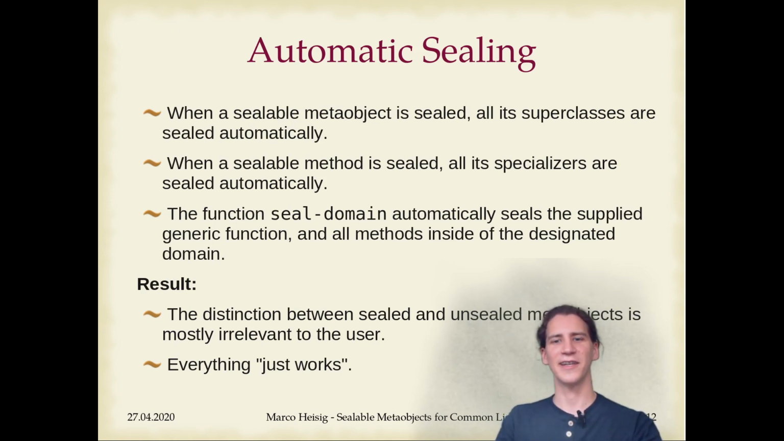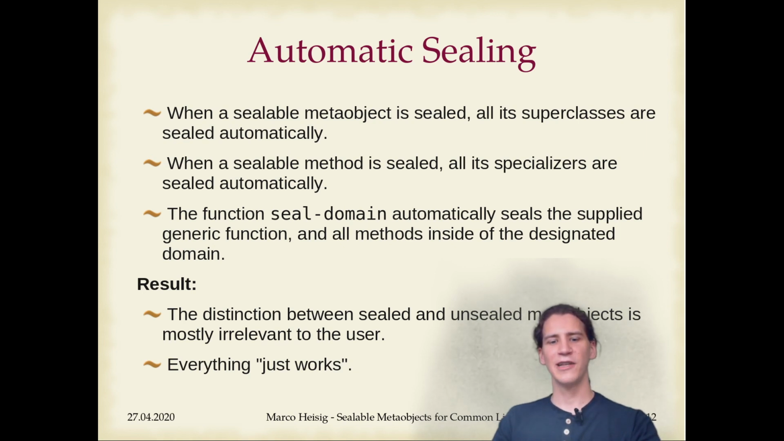It's called automatic sealing. You have heard about sealed meta-objects and sealable meta-objects, and some of you may have worried, do I have to figure out what I have to seal in the right order? And the answer is no. We have automatic sealing. Whenever a sealable meta-object is sealed, all its superclasses are sealed automatically, or an error is signaled. When a sealable method is sealed, all its specializers are sealed automatically. And the function seal-domain automatically seals the supplied generic function and all methods inside of the designated domain. As a result, the distinction between sealed and unsealed meta-objects is mostly irrelevant to the user and everything just works.